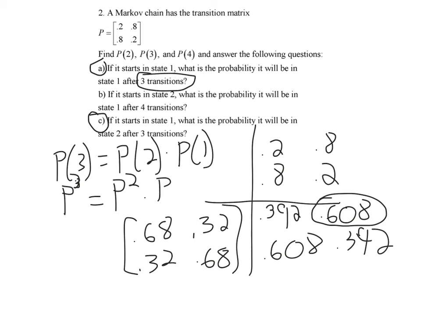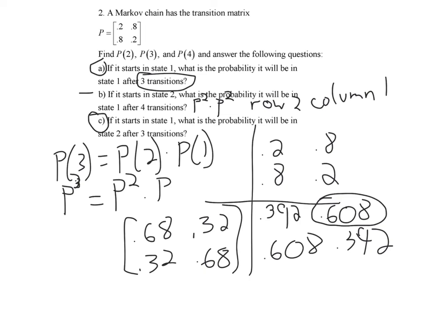I don't really have room on this slide. If we wanted to do part B up here, basically we just do P squared times P squared. And then we just find if it starts in state 2, ends in state 1, so that's going to be row 2, column 1, after I multiply that out.